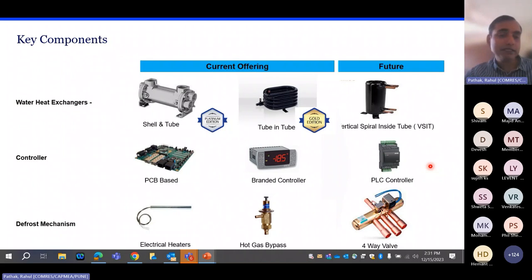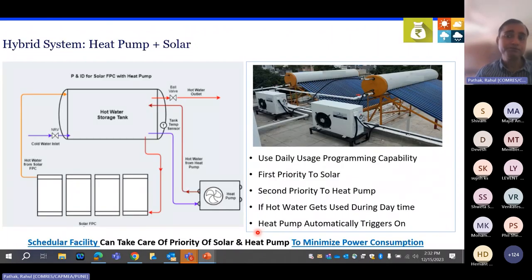So to get rid of that, people used to give electrical heaters earlier. Slowly it got shifted to hot gas bypass because electrical heaters are energy guzzlers, right? The main purpose of using a heat pump is to move away from energy guzzler components like electrical heaters. So the industry understood that and moved away from electrical heaters to a hot gas bypass. And now most of the OEMs have started supplying the four-way valve, which is again a more efficient way of handling the defrost mechanism compared to a hot gas bypass system. So these are some of the key components which are part of the heat pumps.